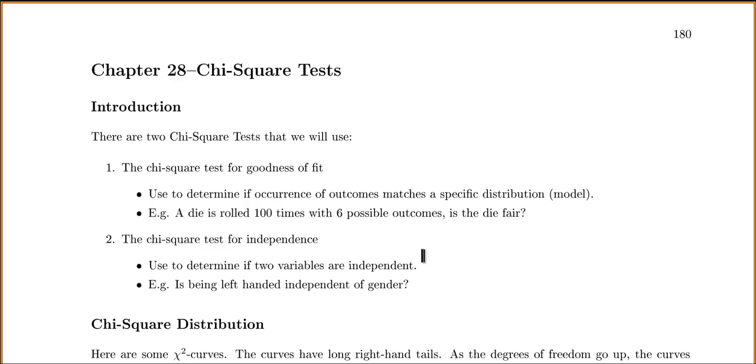two variables are independent, with independent meaning, of course, that they don't affect each other. So for example, we can answer a question like, is being left-handed independent of gender?